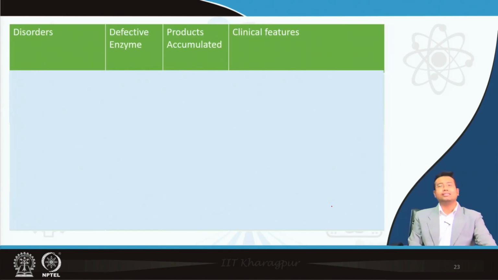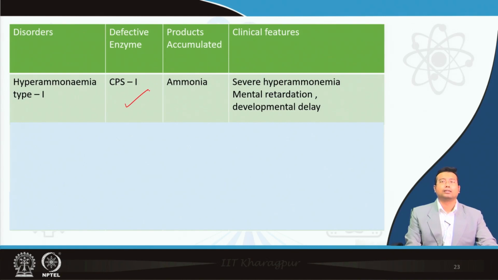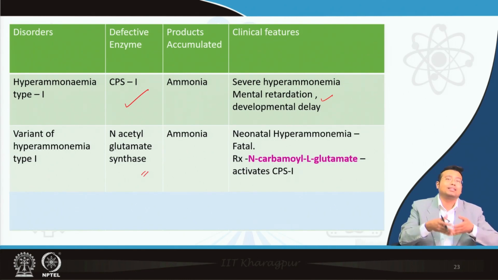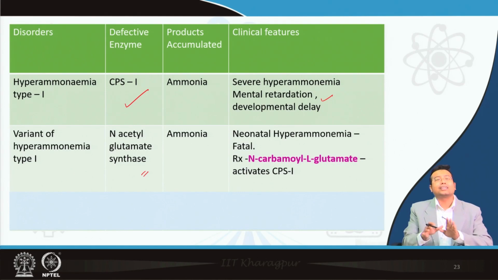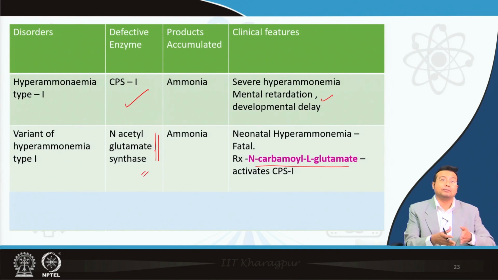If we look at these enzyme deficiencies one by one, the first enzyme deficiency, carbamoyl phosphate synthetase 1, is termed hyperammonemia type 1. It is characterized by severe mental retardation and developmental delay. Next, N-acetyl glutamate synthase deficiency is a variant of hyperammonemia type 1 because this enzyme helps in the activity of CPS1, and we can treat that enzyme deficiency with N-carbamoyl L-glutamate, which activates CPS1. Why? The main job of N-acetyl glutamate synthase is to activate CPS1.